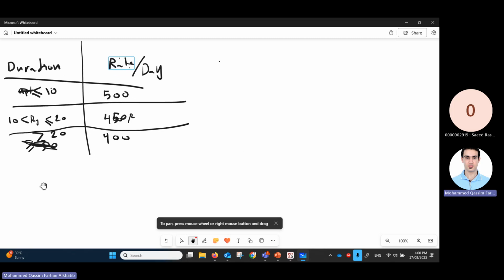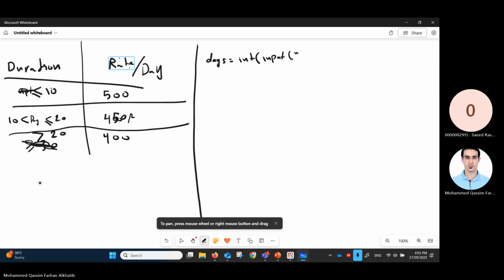Okay. So let's write it here and then apply it in Spyder. The number of days, is it integer, float? Integer. So days equal integer input, enter the rental duration. Like the amount of days you want to rent.